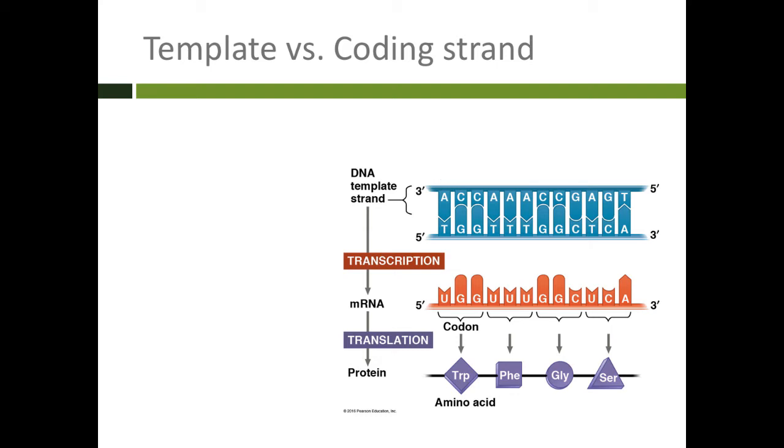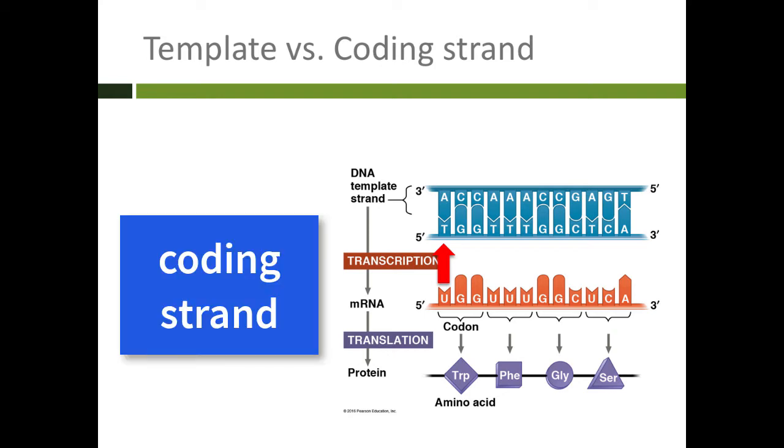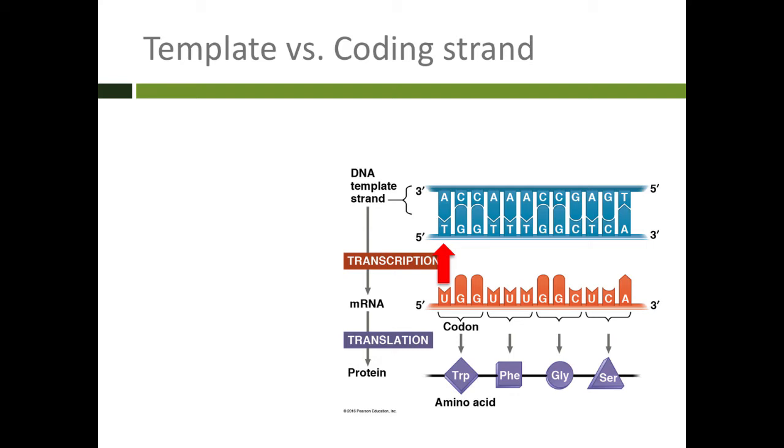Now take a look at the other DNA strand, the one on the bottom, and compare it to the RNA. With the exception of U's being there instead of T's, they are identical. The code in the RNA is the same as the code in the DNA. So the bottom blue strand is called the coding strand. It is what will determine the order and number of amino acids during translation.